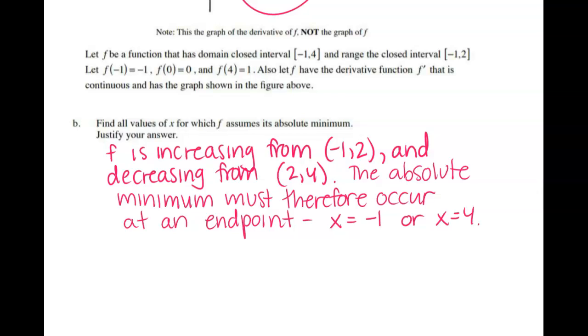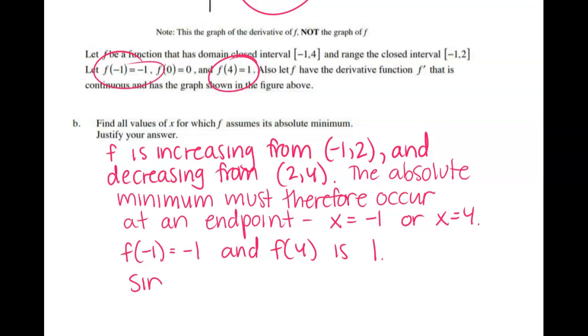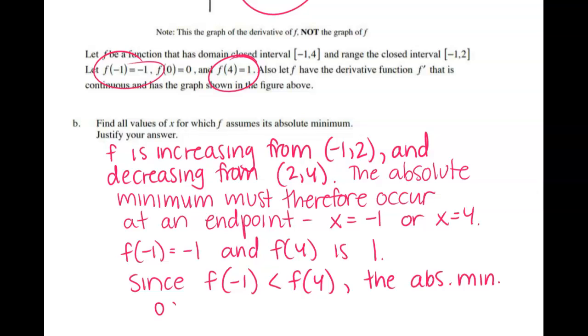Okay, conveniently, f of -1 we know is -1, and f of 4 is 1. Since f of -1 is less than f of 4, because -1 is smaller than 1, the absolute minimum occurs at x equals -1.